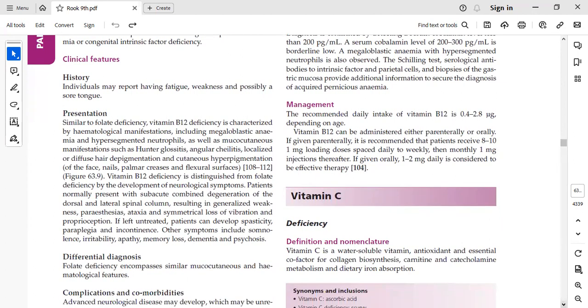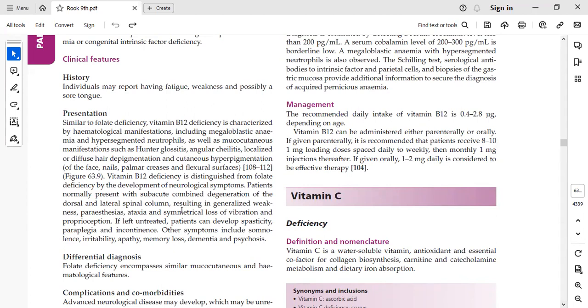There are going to be three major manifestations. Again, just like vitamin B9, like folate, there's going to be hematological manifestation and mucocutaneous manifestation. These two manifestations are exactly just like vitamin B9 or folate deficiency. There's going to be megaloblastic anemia and hypersegmented neutrophils, and again, Hunter's glossitis, angular cheilitis, hair depigmentation, and mucocutaneous hyperpigmentation.